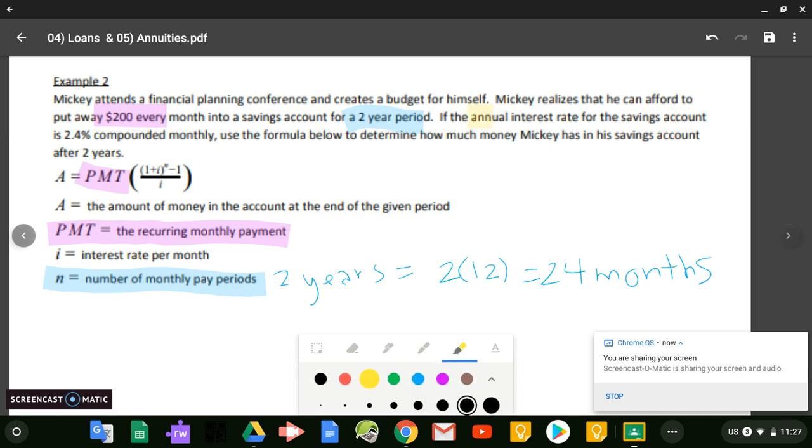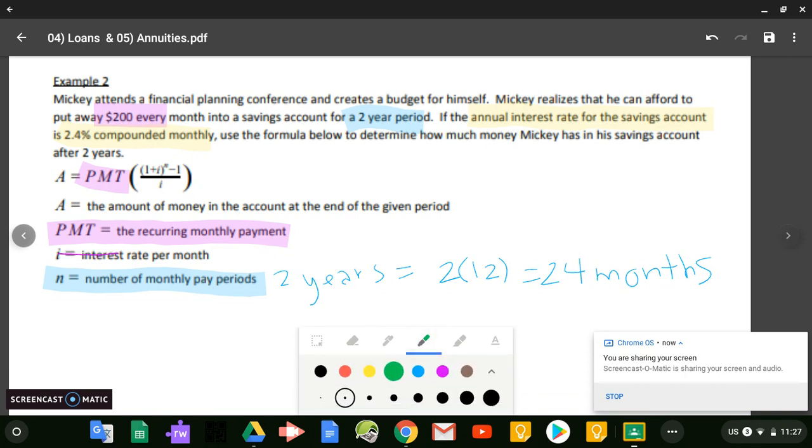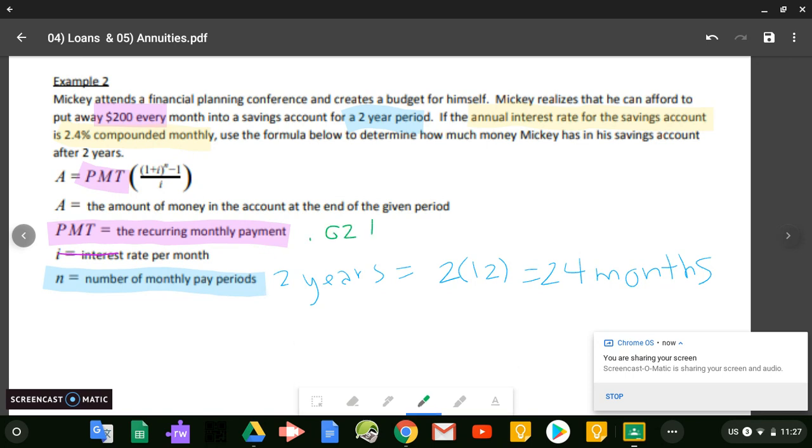Now, the next thing they tell us is an annual interest rate, but they also say that that's being compounded monthly. So if you think about our compounded monthly formula, we're going to take our annual interest rate, which was 0.024, and it happens monthly, 12 times, so we divide by 12. So this is what it would be per month. Now that we have all this information, we can figure out the piece of the equation, how much money we have by the end of the 2-year period.